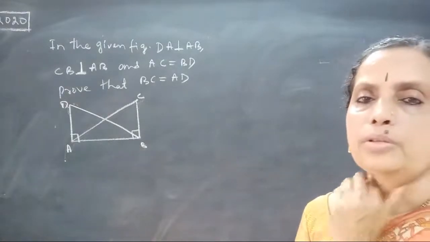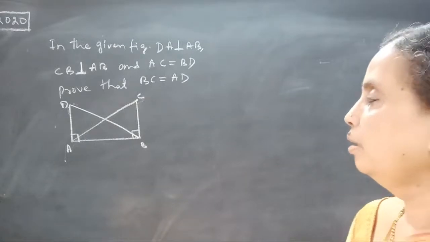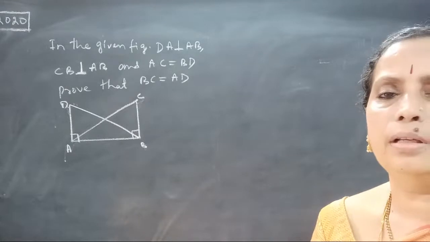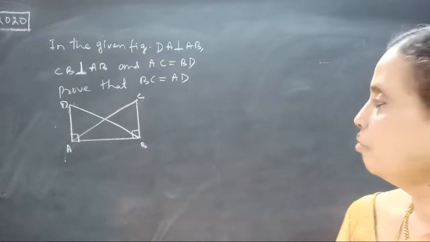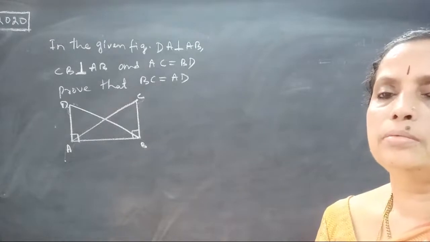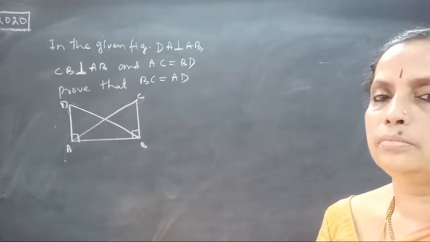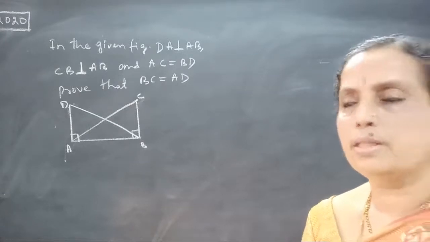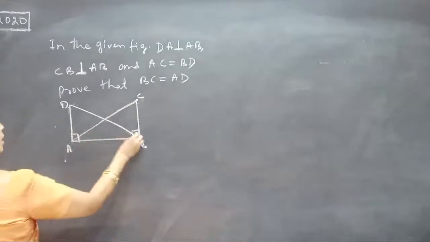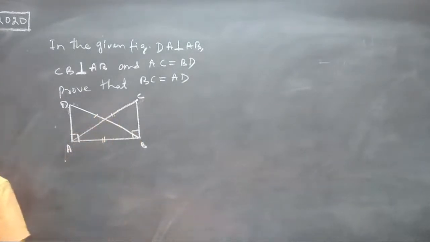Okay. So now by observing the figure, AC is equal to BD. What are these AC and BD? Can you identify? What are AC and BD? Yes, they are hypotenuse. So already 90 degrees there, hypotenuse are equal, and this is the common base.